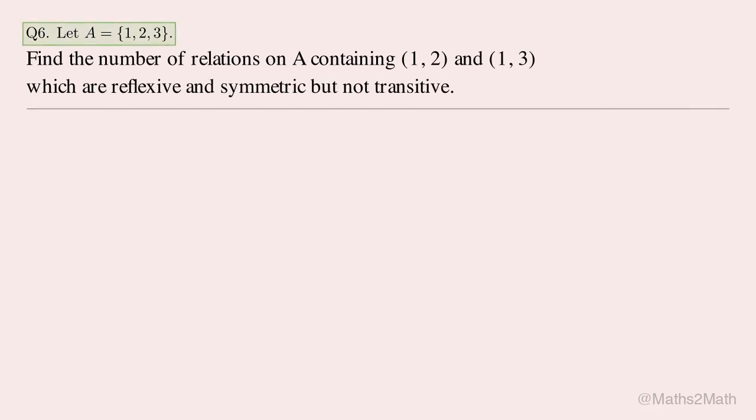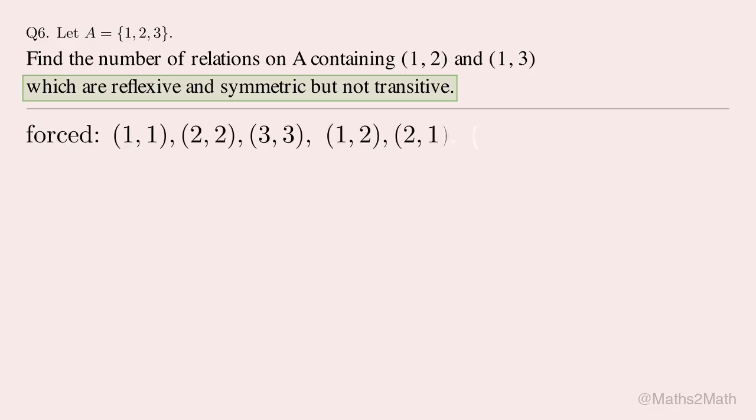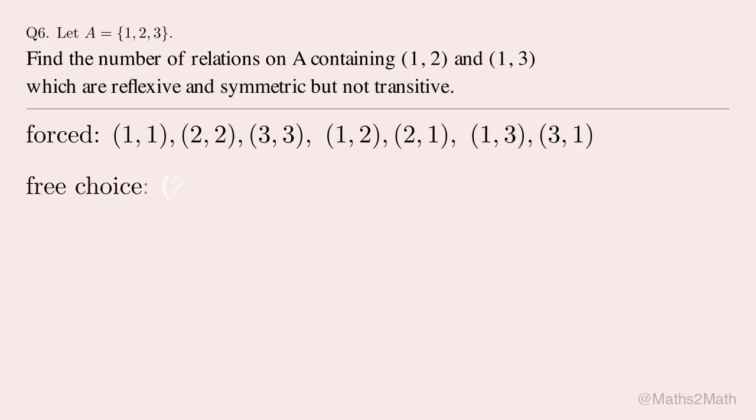Question 6. A counting puzzle on the set 1, 2, 3. How many relations contain the pairs 1, 2 and 1, 3, and are reflexive and symmetric, but not transitive? Reflexivity forces all 3 diagonal pairs, and symmetry forces the reverses of the given pairs. 8 pairs are locked in. The only freedom left is the pair 2, 3, and symmetry ties it to 3, 2. 2 candidates, with the pair or without.